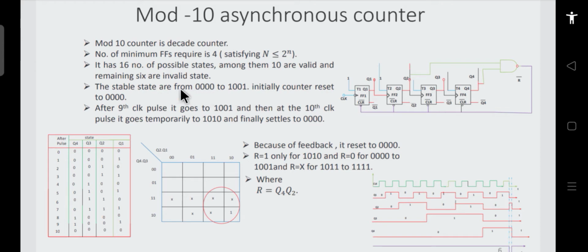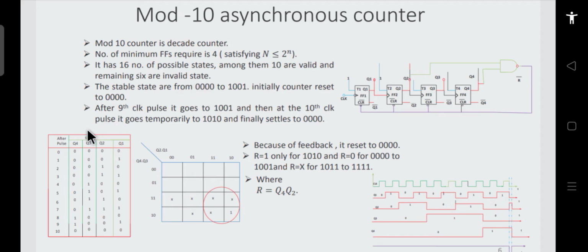the first 10 states, from 0000 to 1001, that is 9. So these are the initial counter states, and when the counter goes to the next state 1010, after the 9th clock pulse the counter resets to 0000 again. So after the 9th clock pulse it goes to 1001, and then at the starting of the 10th clock pulse it temporarily goes to 1010 for the time being, then it resets to 0000 again. And then the counting starts again from 0000. So that is why it is called a mod 10 counter.